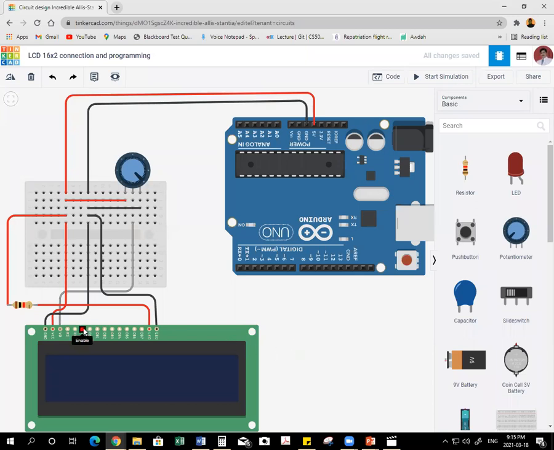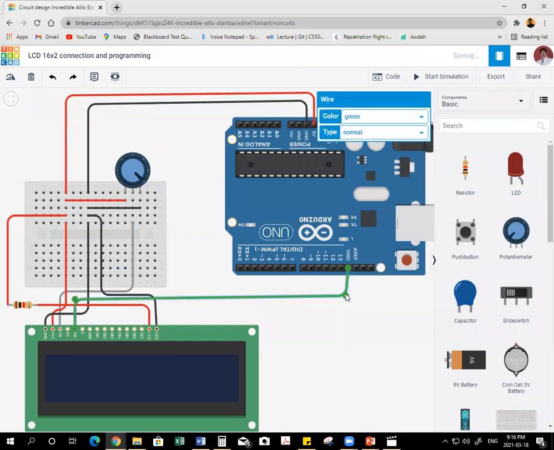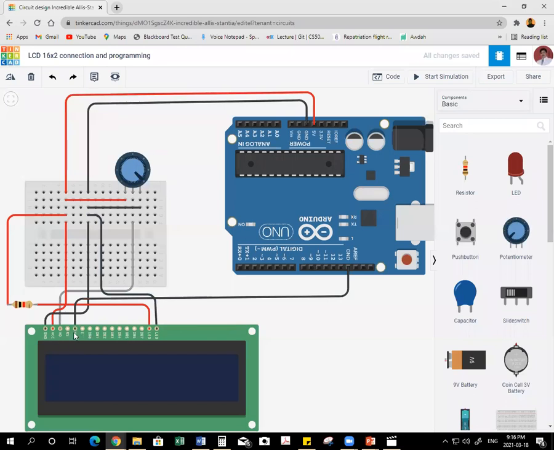Now we'll connect read/write to ground. Or we can take ground directly from another place, because here there is no room. We have ground from here. Black. Okay, now RS, register select, we can take from pin number 12.